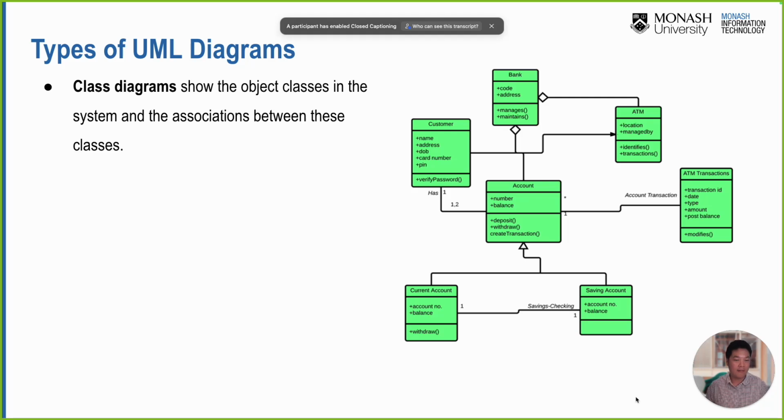This is a class diagram. Basically, it shows the object classes in the system and the associations between the classes as well. Think about data modeling as well. But this is the class, the object. Probably this is for an online banking system. You have the bank class, the customer, the account, the ATM transactions, and different types of accounts, the current account and the saving account. The notation and symbols we will talk about later as well, but this is one example of the class diagram.